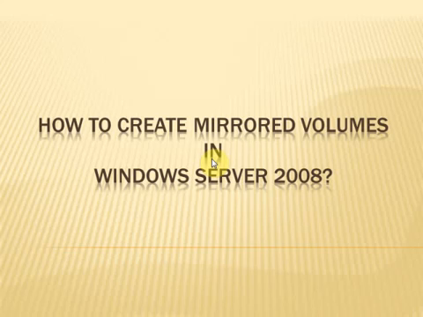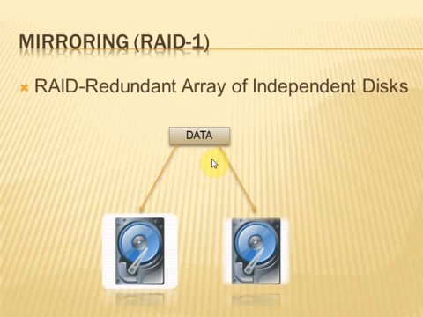How to create mirrored volumes in Windows Server 2008. The mirrored volumes or RAID 1 is used for data redundancy in servers. RAID is the short form of redundant array of independent disks, which is used for data redundancy from lowest level on a desktop computer up to a data center level.